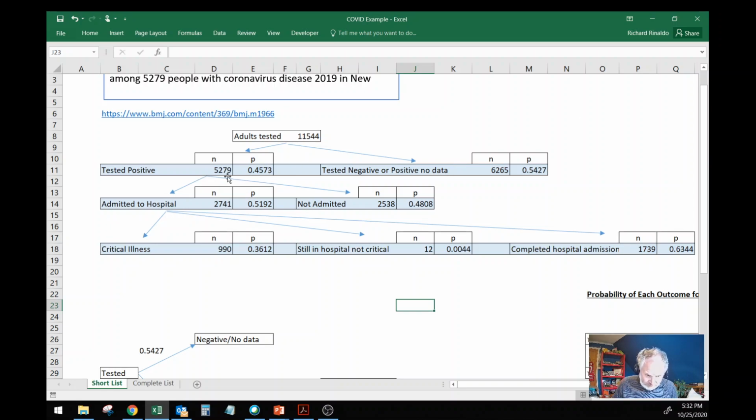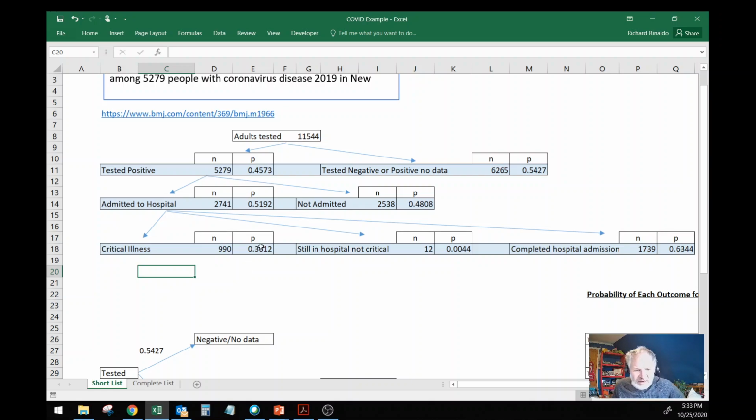So the next branch down is if they tested positive, what was the outcome? 52% were admitted to hospital, 48% were not admitted. Then you go the further branch down following those who were admitted to hospital. Then 990 had a critical illness. 12 were still in hospital, not critical, and completed hospital admission, no critical illness.